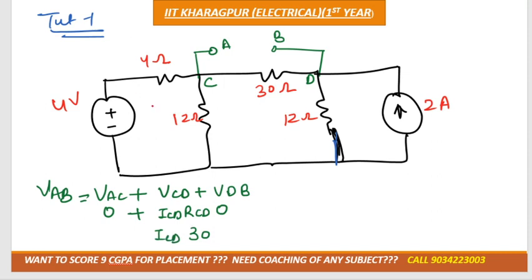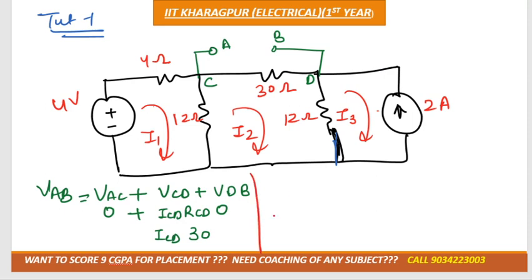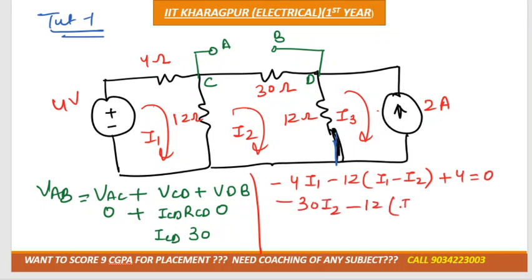Now as you can see that there are three meshes. I1, you are moving from C, so current should also move from C to D. So we'll take three meshes, three variables, three equations. Minus 4I1 minus 12I1 minus I2 plus 4 is equal to 0, so minus 30I2 minus 12I2 minus 12I2 minus I1 is equal to 0.